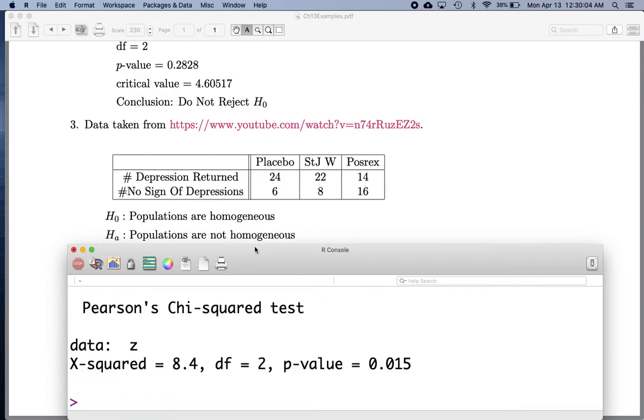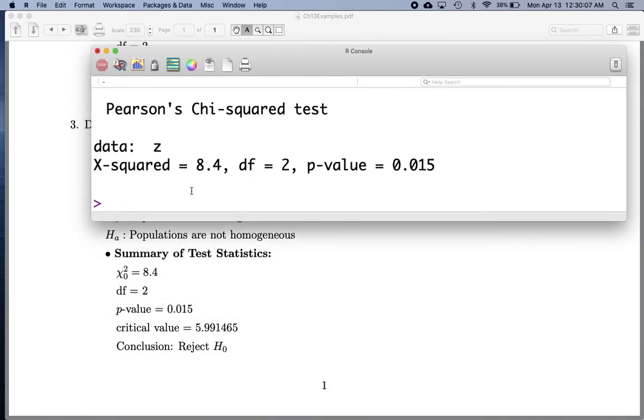From the chi-squared test for Z, we get a test statistic of 8.4. We have 2 degrees of freedom. Our p-value is 0.015. The way that the test was set up was at a 5% significance, so we reject the null hypothesis. And the last thing I want to mention in this video is how to find these critical values.